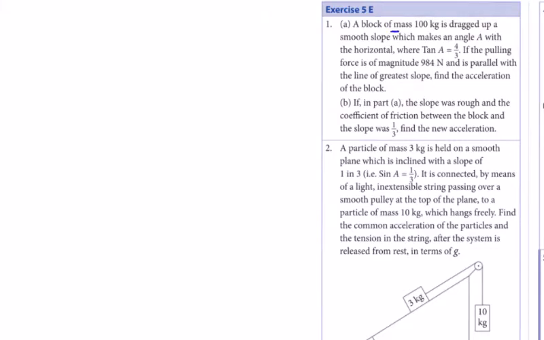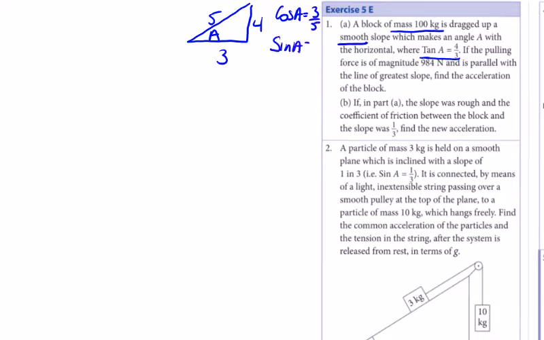A block of mass 100 kilos is dragged up a smooth slope. It's important, no mu. Where tan A is 4 over 3. Let's just do that real quick. Tan A is opposite over adjacent, so cos A is adjacent over hypotenuse, 3 over 5, and sine A is opposite over hypotenuse, 4 over 5. We will need these at some point.